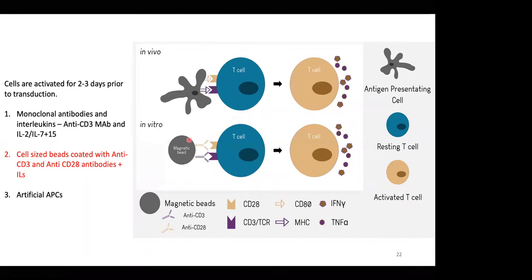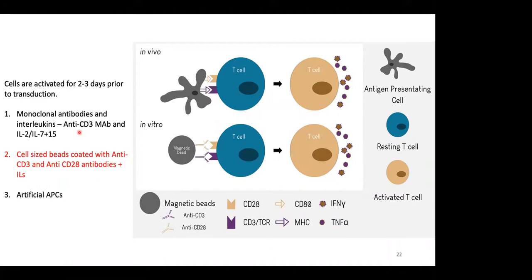Now, in vitro, how do I do this? There are three platforms as of now. You can use monoclonal antibodies and interleukins. That is, your target would be CD3. So you can use anti-CD3 and anti-CD28 monoclonal antibody along with interleukins. There are also cell-sized beads coated with anti-CD3 and anti-CD28 along with interleukins. And also there are artificial antigen presenting cells.